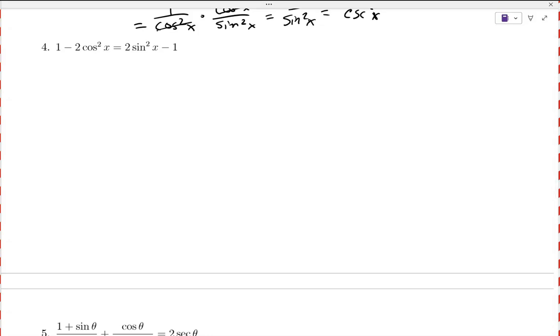Again, our first principle basically is work with the more complicated side. Now this one looks equally complicated on both sides, right? Doesn't really matter. You want to work with the left or the right? Okay. Might as well pick the left, right? Doesn't matter.